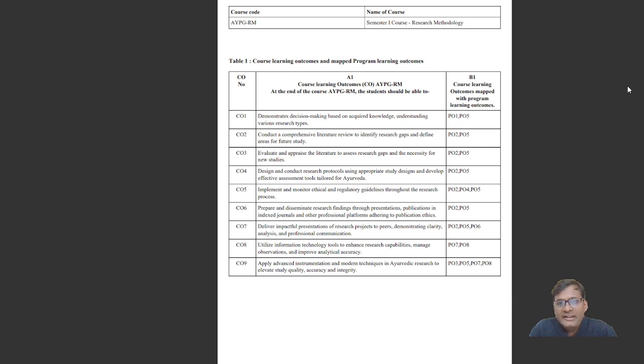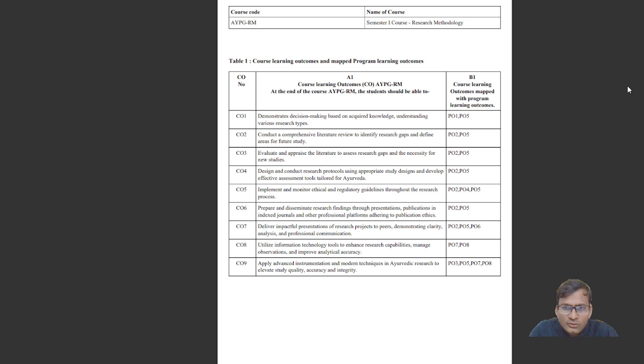What are the program learning outcomes? Here the program means the MD, MS program. After the completion of MD, MS, certain abilities or certain outcomes should happen in the PG scholar. That particular outcome should be matched or mapped with this research methodology course. So this is the mapping.